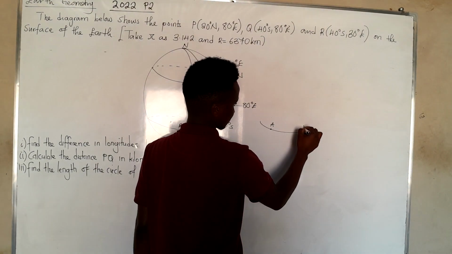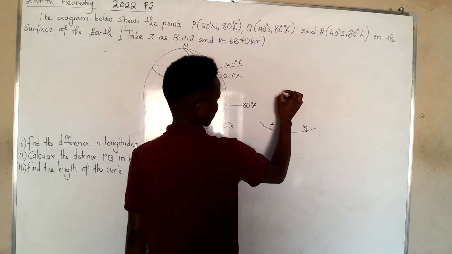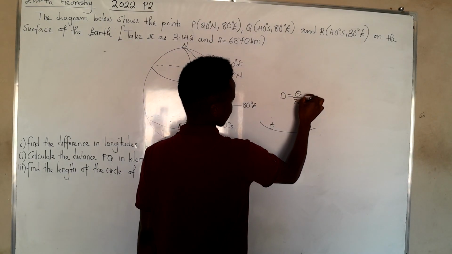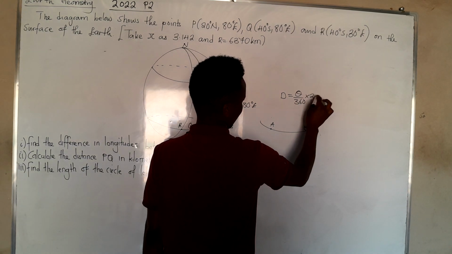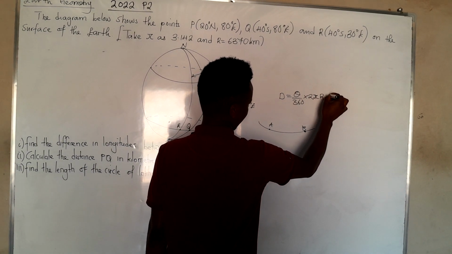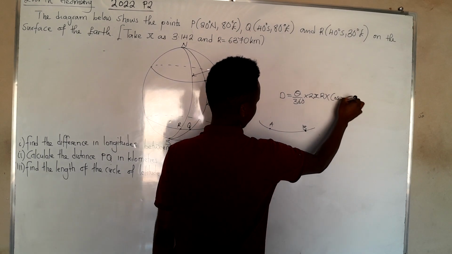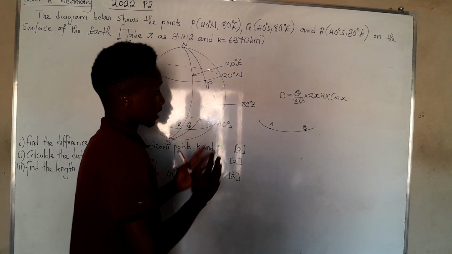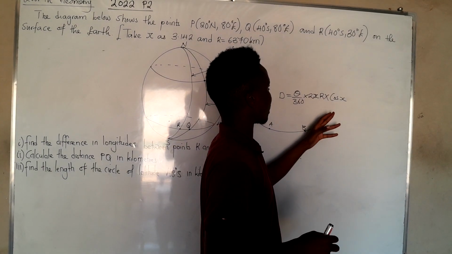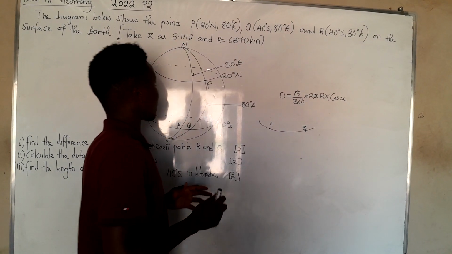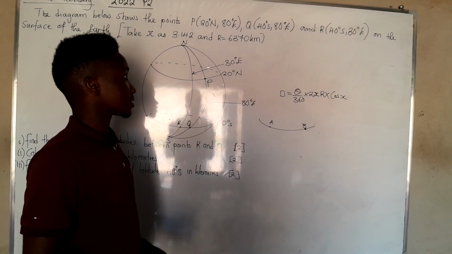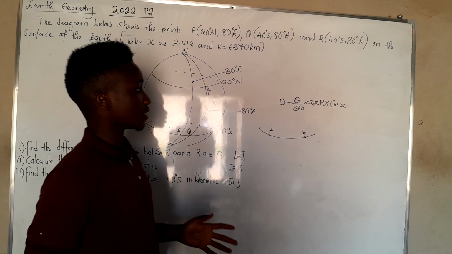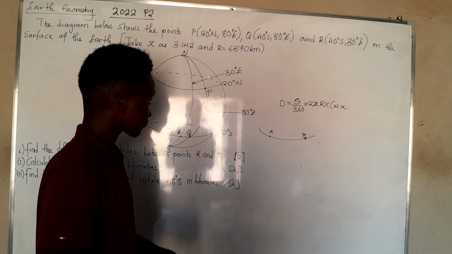Let's say this is A, this is B. We looked at the formula that we are using: D is equal to theta over 360 times 2 pi r times cos x. I believe I explained everything. R is the radius of the earth. In kilometers it is 6,370, and in nautical miles it is 3,437.